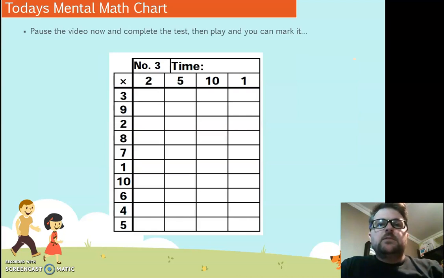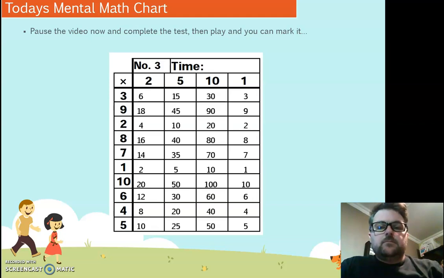Okay, today is a new mental maths day, so I'd like you to tackle number 3, our times table chart number 3, and you can pause the video now. When you're finished, you can mark. Remember, work quickly but accurately. You may now mark your work.